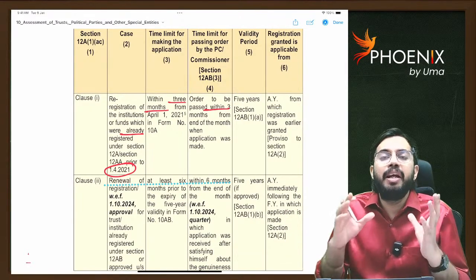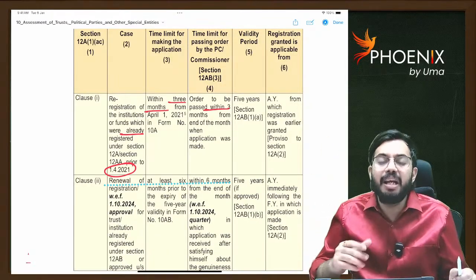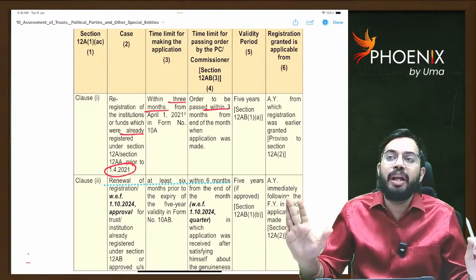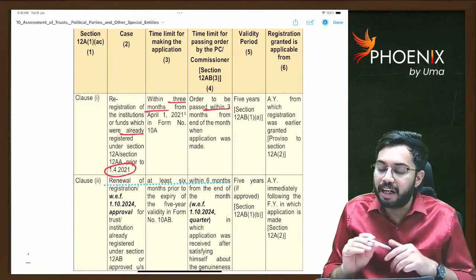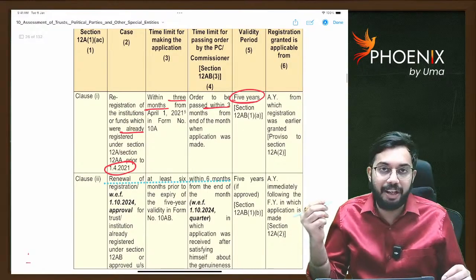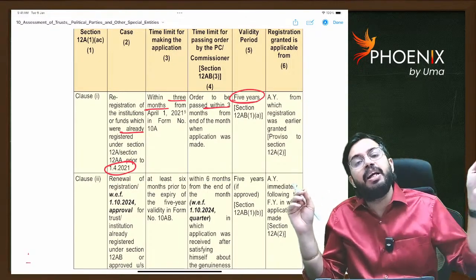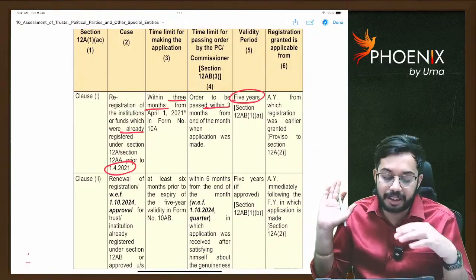Sir, when he is giving registration for migration from 12AA to 12AB, will he check any documents? Will he do any inquiry? He will not do any inquiry. Without any inquiry, he will give the registration, and that registration is valid for 5 years. Are you able to understand? The year in which a trust is created, from that year they can claim exemption for additional 5 years also. Are you able to understand?